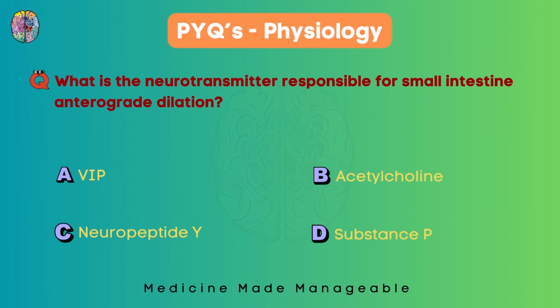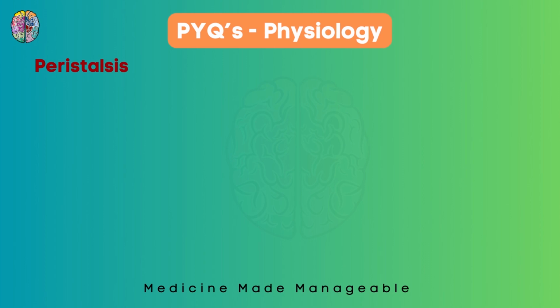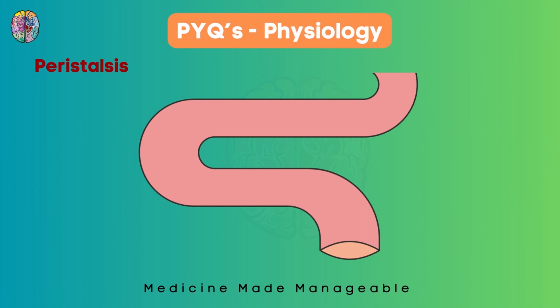Is it VIP? Is it acetylcholine? Is it neuropeptide Y or substance P? So let's quickly review the process of peristalsis. What is this exactly? So you must be knowing that in the intestine, whenever we take food, the food has to go in the forward or anterograde direction.